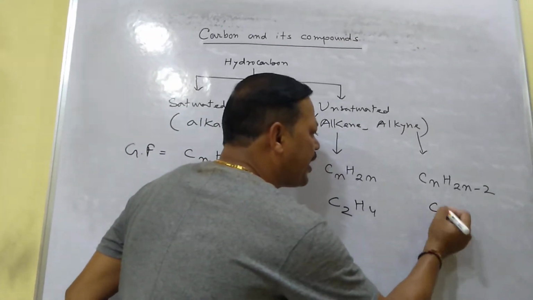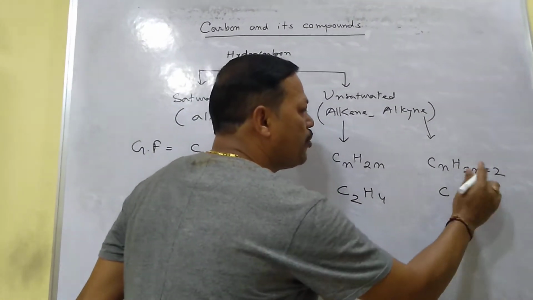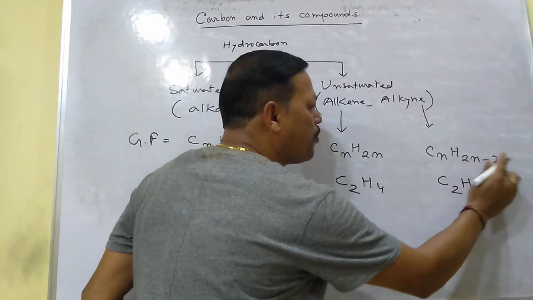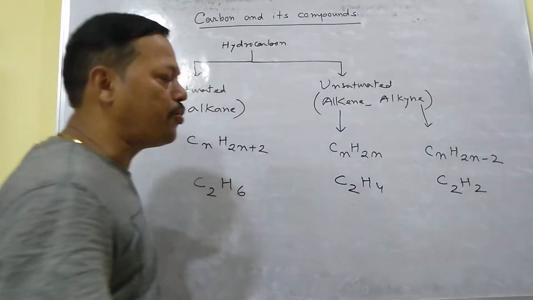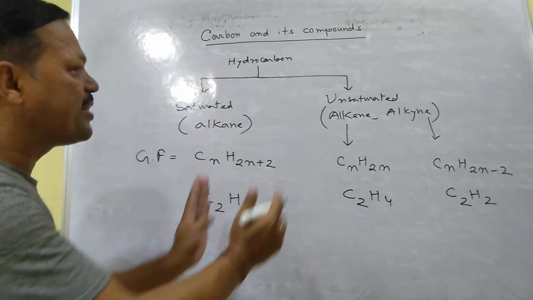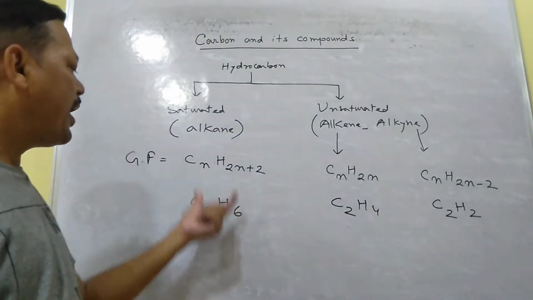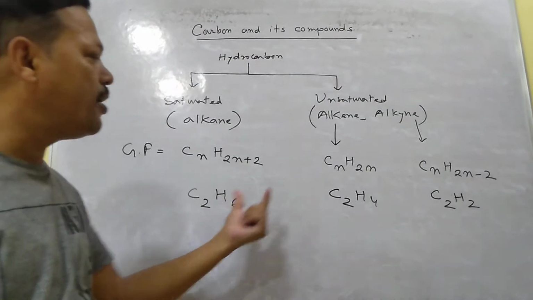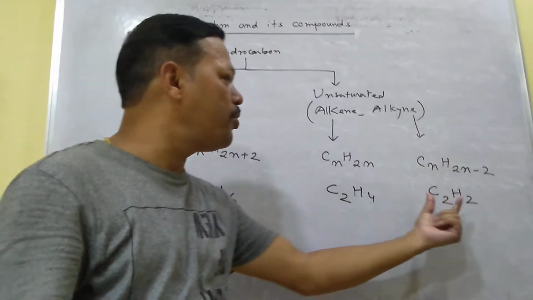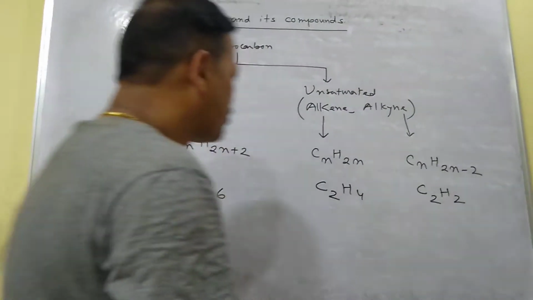In case of alkyne, if the carbon number is 2, what about the hydrogen number? Hydrogen number will be 2 into 2, 4. 4 minus 2, you will get 2, C2H2. So like this way, you can find out the formula of different alkanes, different alkenes, different alkynes. But one thing you should know, alkane always contain carbon-carbon single bond, alkene contain carbon-carbon double bond, alkyne contain carbon-carbon triple bond.